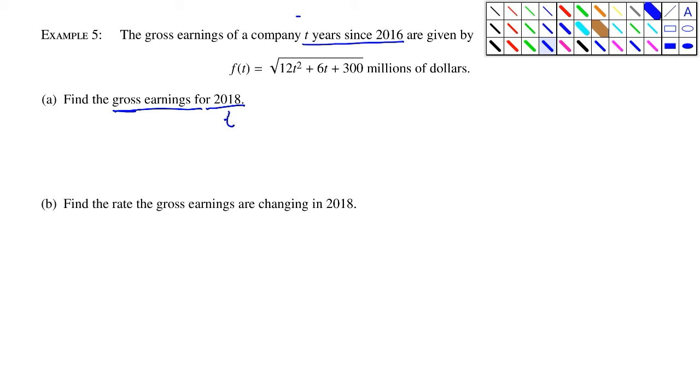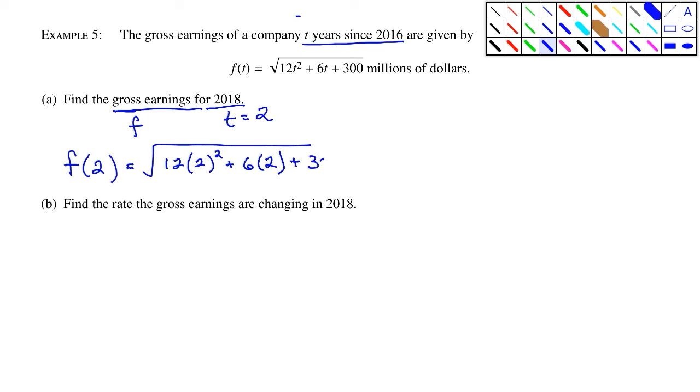So 2018 is t equals 2. Gross earnings means use f, so we're looking for f of 2. 12 times 2 squared plus 6 times 2 plus 300. And if you work that out in the calculator, you get 22.450, which means $22.450 million. So $22.45 million.